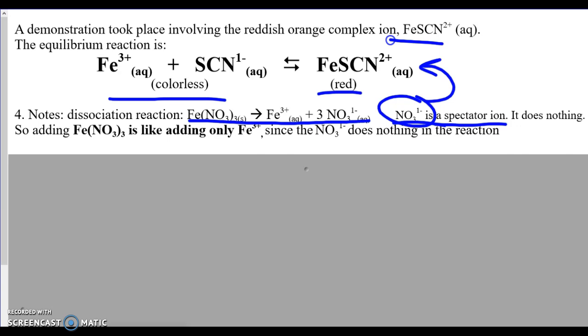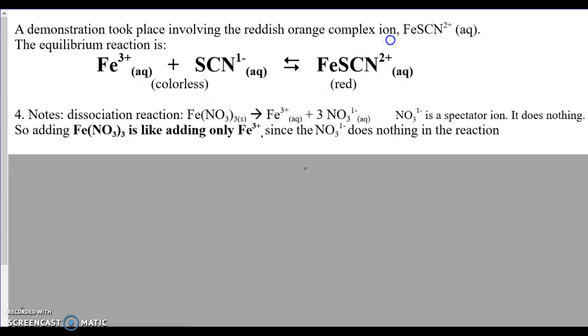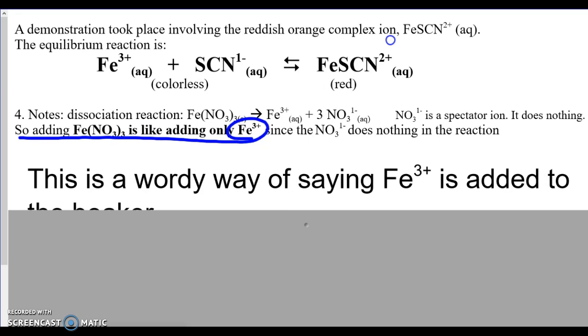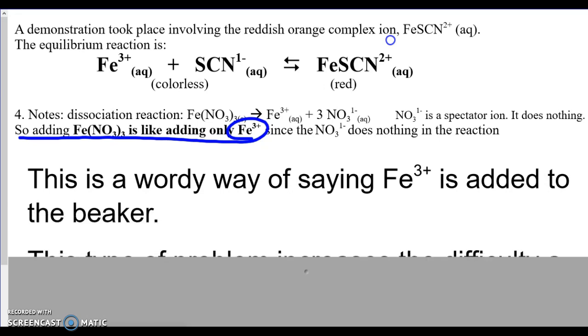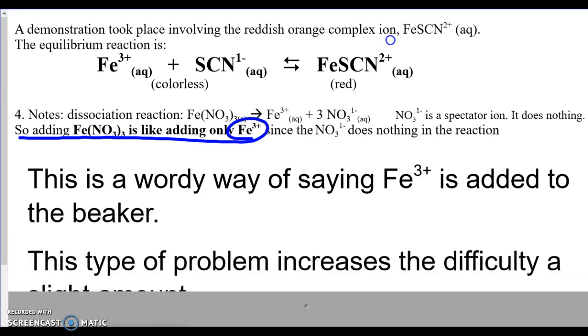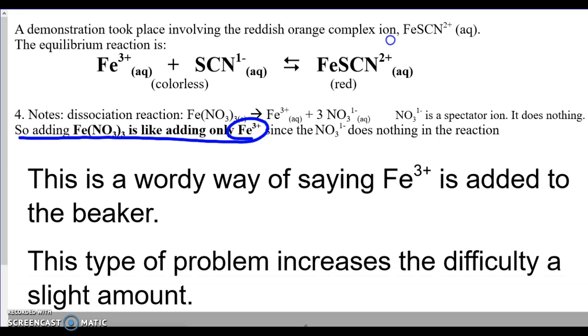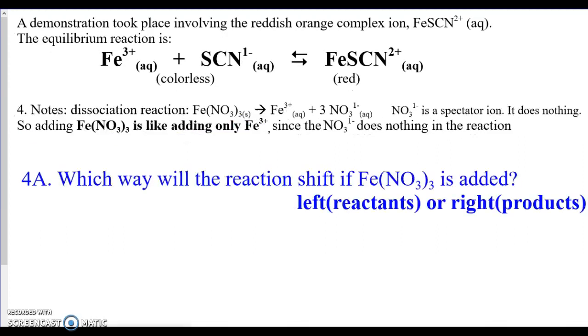So if I'm going to add iron 3 nitrate to this chemical system, it's a fancy way of saying adding only iron 3 ions. So again, this is a wordy way of saying adding iron 3 ions to the beaker. And these types of problems are just slightly more difficult than what we've been giving you so far. So we're stretching your thoughts.